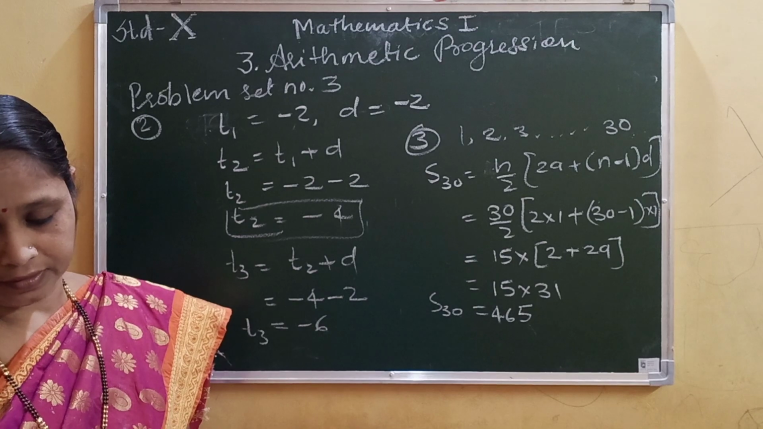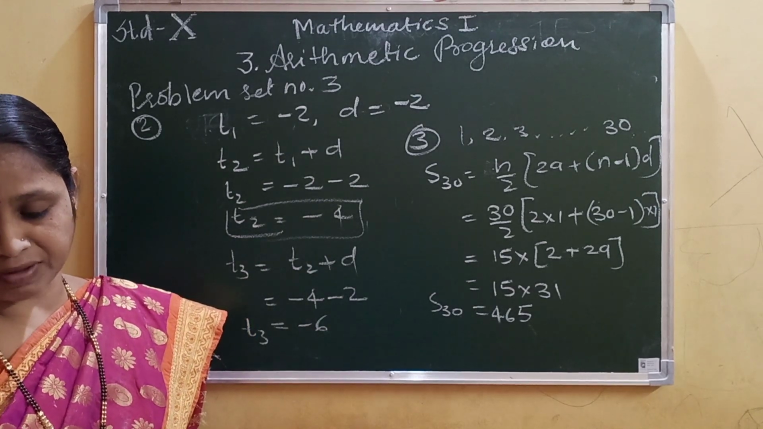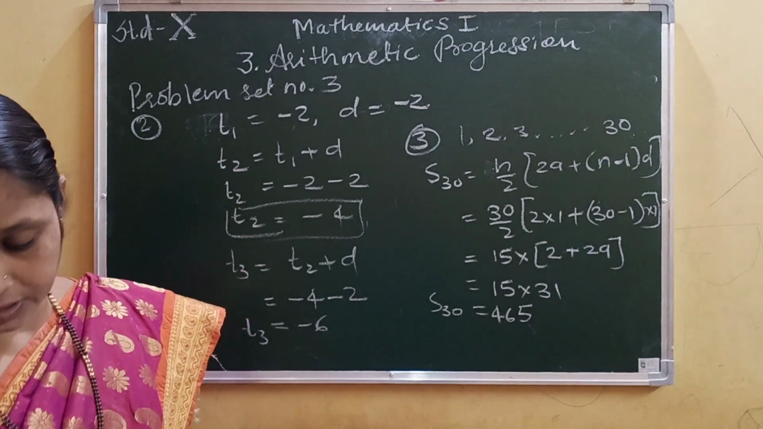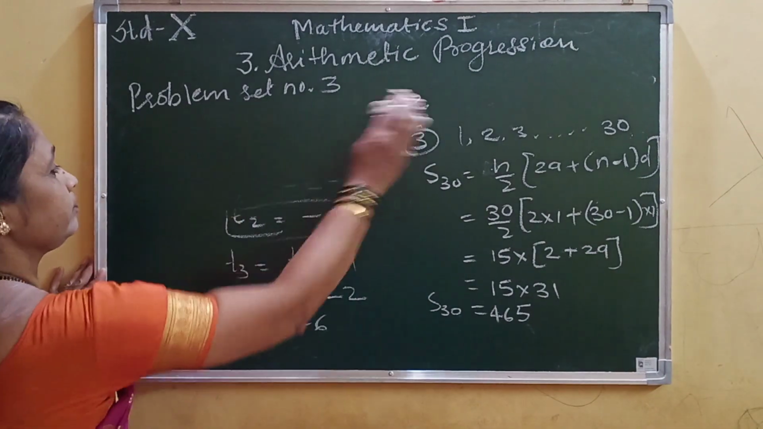For an AP, T7 is given 4. D is given -4. You have to find out A. For an AP, the 7th term is given. Okay, question number 4.